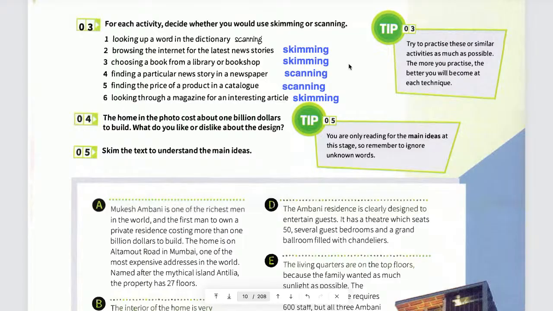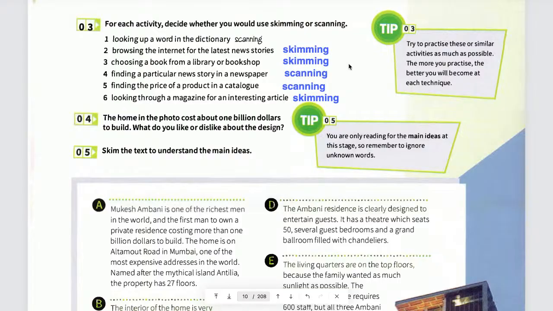Now, number 5. So it's scanning. Finding the price. If you look at, guys, if you look at the prices of all the products there, that means skimming. Okay? But finding the price of a product, that means of a specific product, right? In a catalog, so that is scanning, not skimming. That is for specific. Okay?